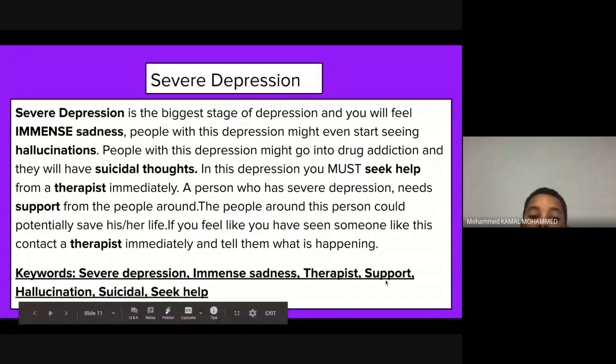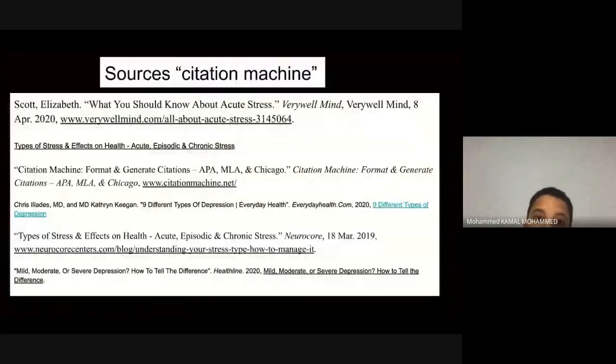A person who has severe depression needs support from people around. These people around this person could potentially save his or her life. If you feel like you have seen someone like this, contact a therapist immediately and tell them what's happening. The keywords of this slide: severe depression, immense sadness, therapist, support, hallucination, suicidal thoughts, seek help.